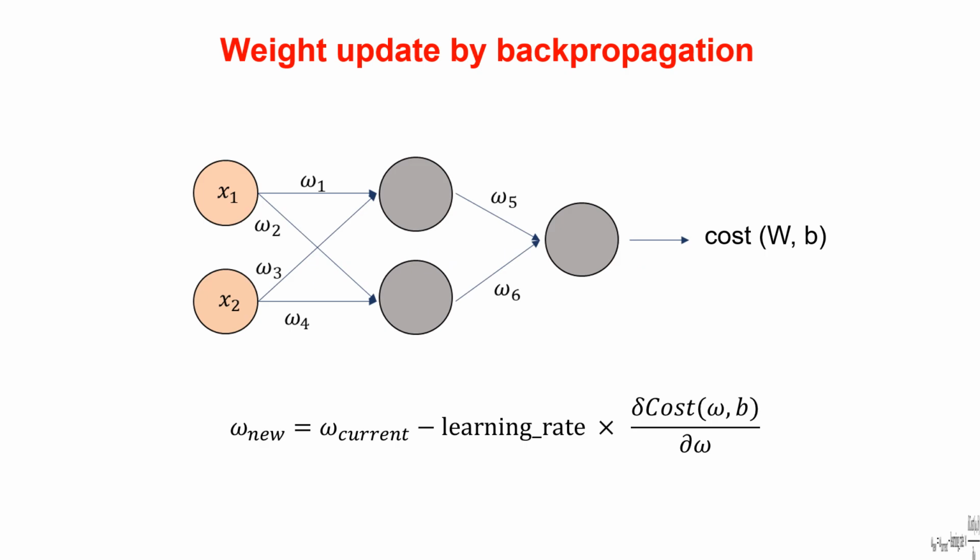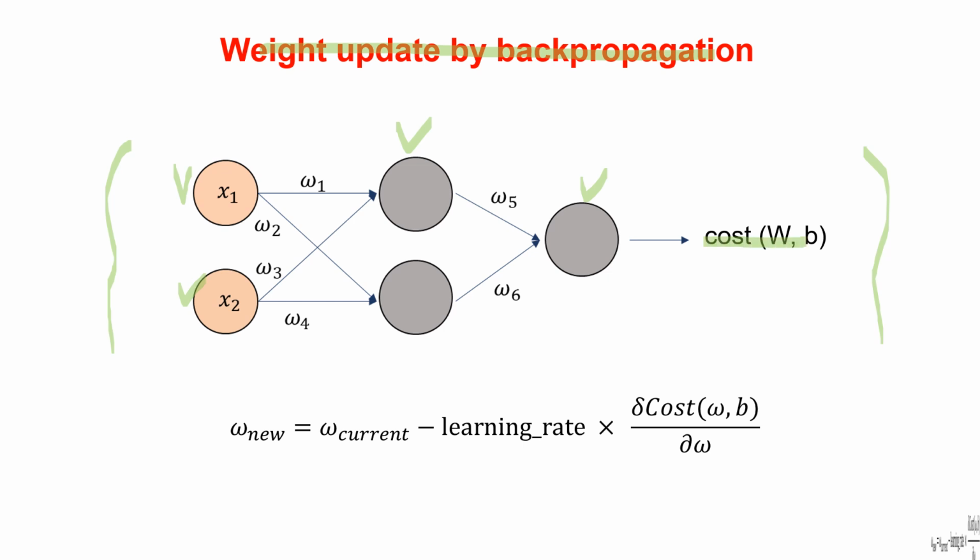To examine the process of updating weights through backpropagation, let's assume a simple artificial neural network structure. The neural network shown below consists of two input values, one hidden layer with two nodes, and one output value. Based on the output from this neural network and the actual value, the cost function is calculated.